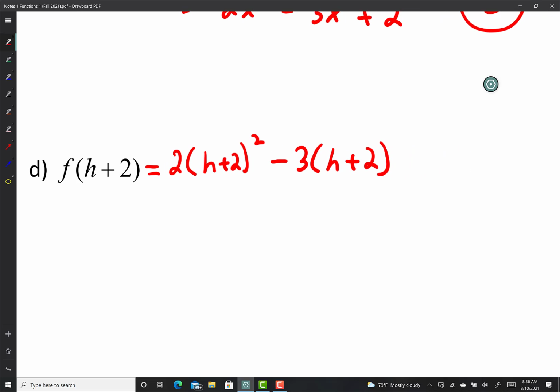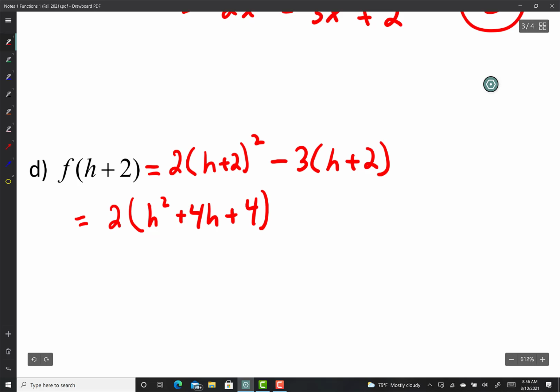And now here comes your algebra. I hope that we can do this fast. 2 parentheses, h times h is h squared. h times 2 is 2h, but you're going to have 2 of those, so 4h. And 2 times 2 is 4. Can we do that fast or no? Okay, I see some of y'all like, what?